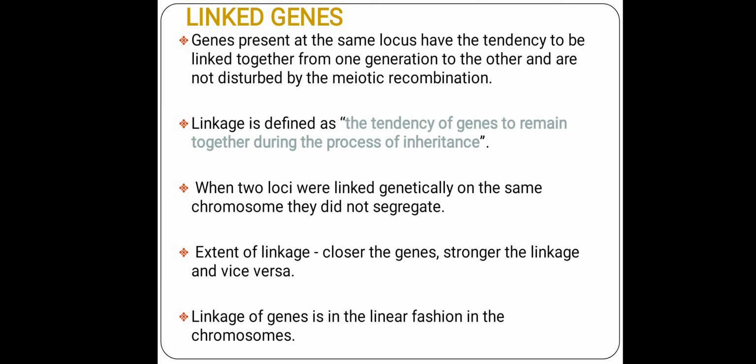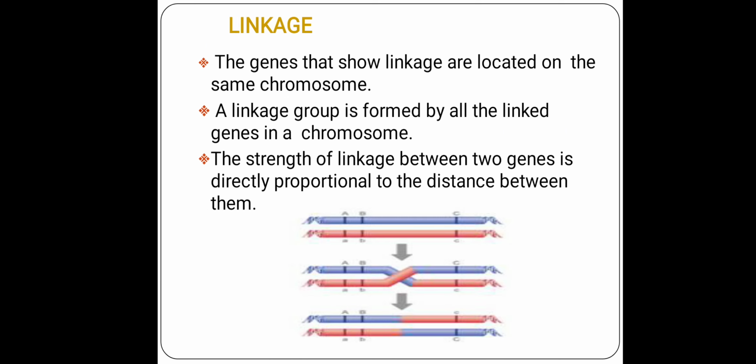When two loci are linked genetically on the same chromosome, they do not segregate. So, the extent of linkage is: the closer the genes, the stronger the linkage, and vice versa. Genes are linked in a linear fashion in the chromosomes. The genes that show linkage are located on the same chromosome. A linkage group is formed by all the linked genes in a chromosome.